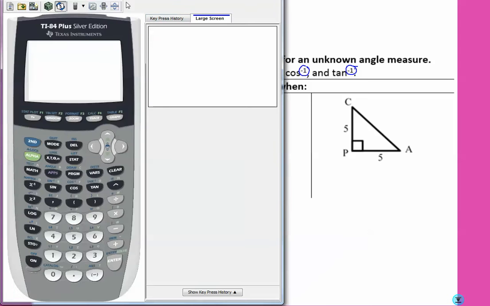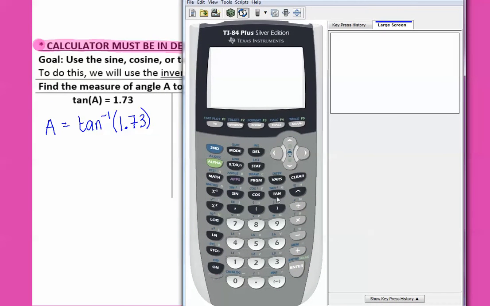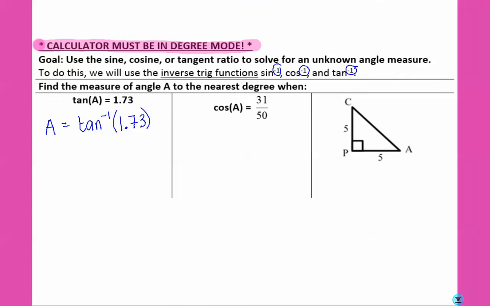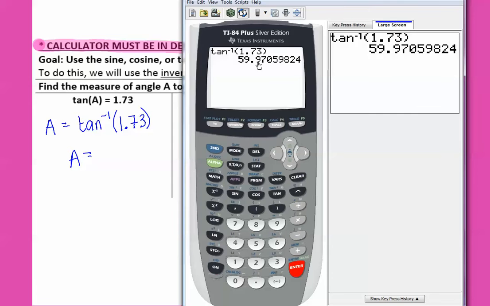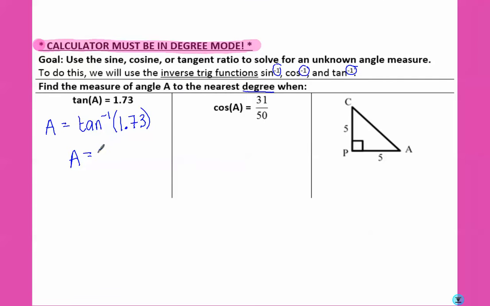So let's look at where that is on our calculator. It is written in blue right above where it says tangent. So we're going to push second tangent, that'll pull up tangent inverse, and then 1.73. Close the parentheses, and we get 59.97. Now the directions say to round to the nearest degree. That means the nearest whole number. So the 9 would make this 9 round up, so it would be 60 degrees, and you need to make sure you are including the degree symbol. It is very important.